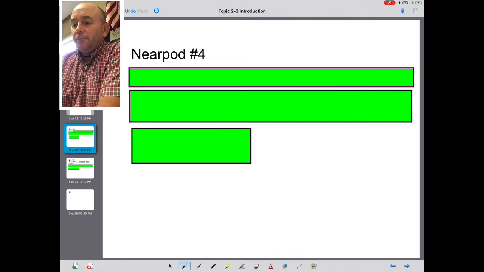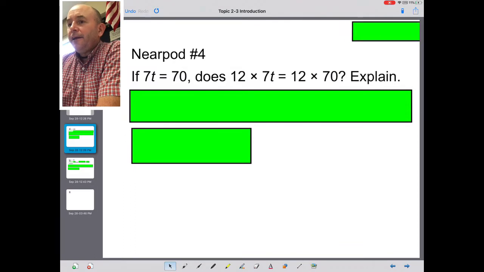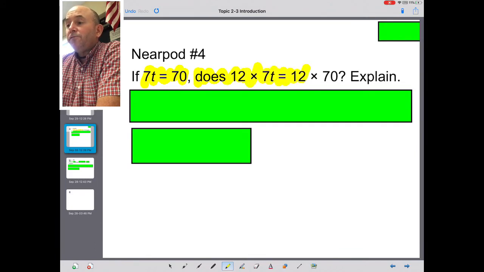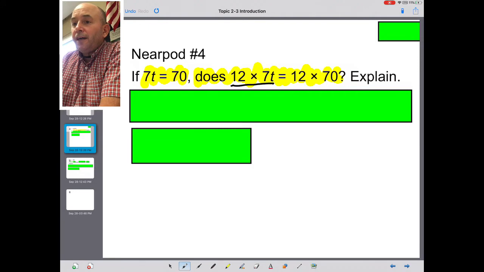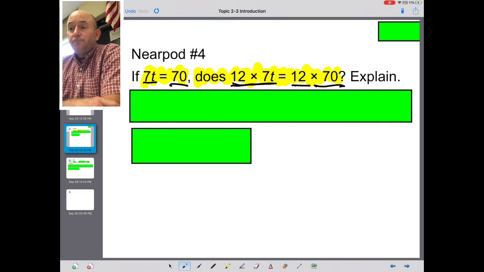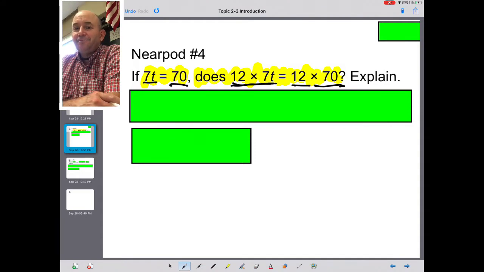All right, Nearpod number 4. If 7t equals 70, does 12 times 7t equal 12 times 70? So in other words, if you know that 7, the coefficient 7, times some unknown number equals 70, does 12 times 7t equal 12 times 70? Explain your answer. You can pause the video if you haven't and explain it.